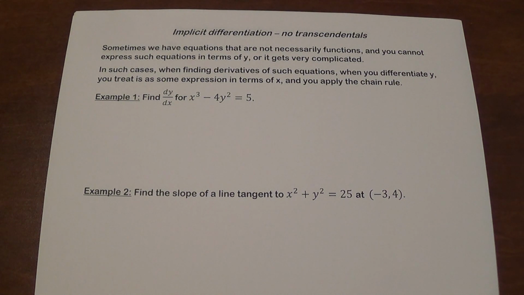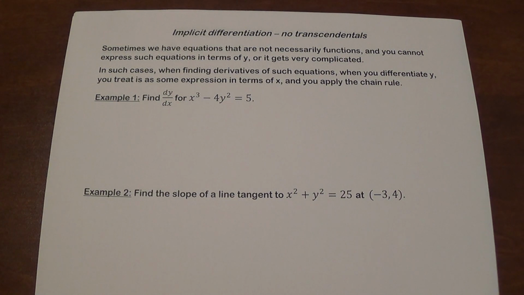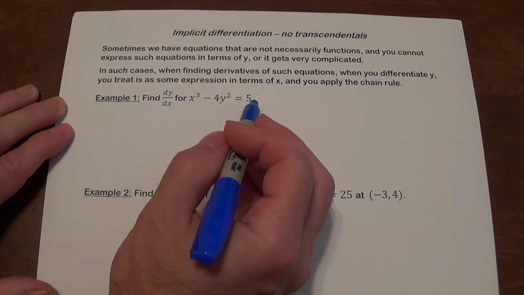This is a situation when the equation that you have may or may not be a function, but you cannot express the equation in terms of y, or it may get very, very confusing and complicated. So to avoid that, we differentiate this, but when we differentiate that, we're going to remember that y is something in terms of x, and then when we differentiate y, we are going to apply the chain rule. So first question is find dy over dx for this equation.